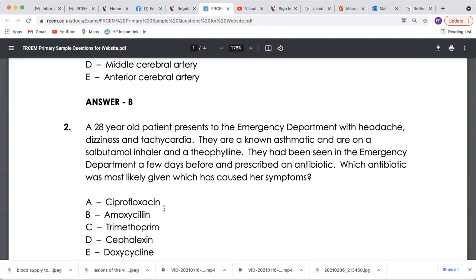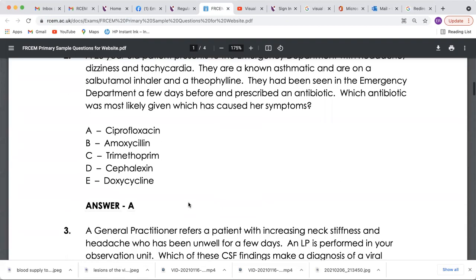This is just a straightforward question, and we should all be able to answer this question. It's a never miss question. So please memorize P450 inducers and inhibitors, especially the antibiotics. Let's move on to the next question. Answer is A, that's right.